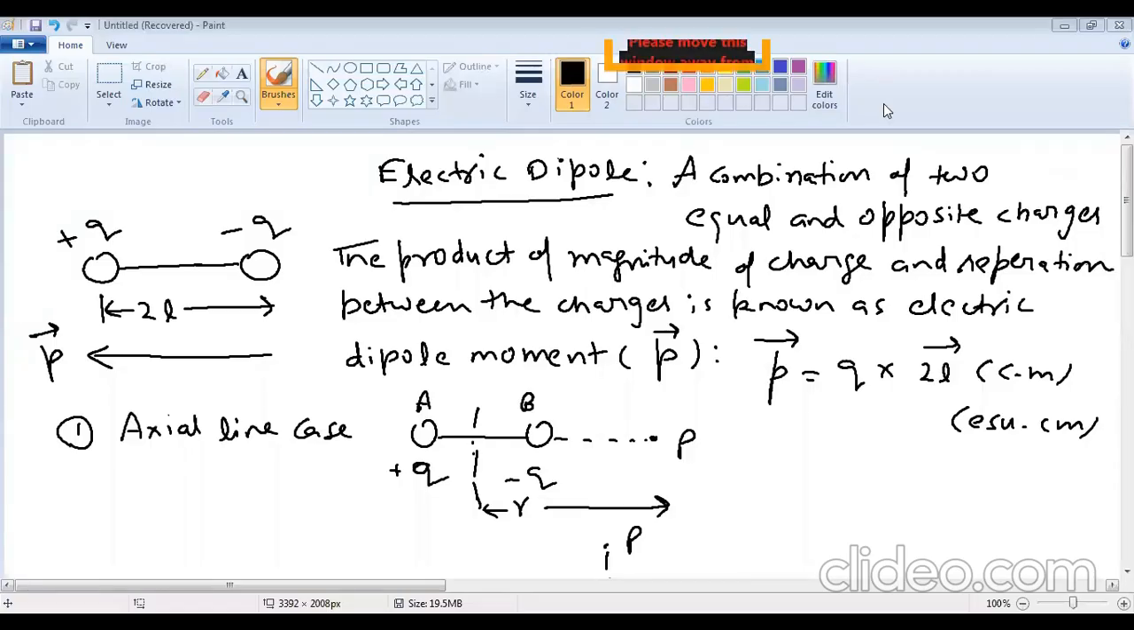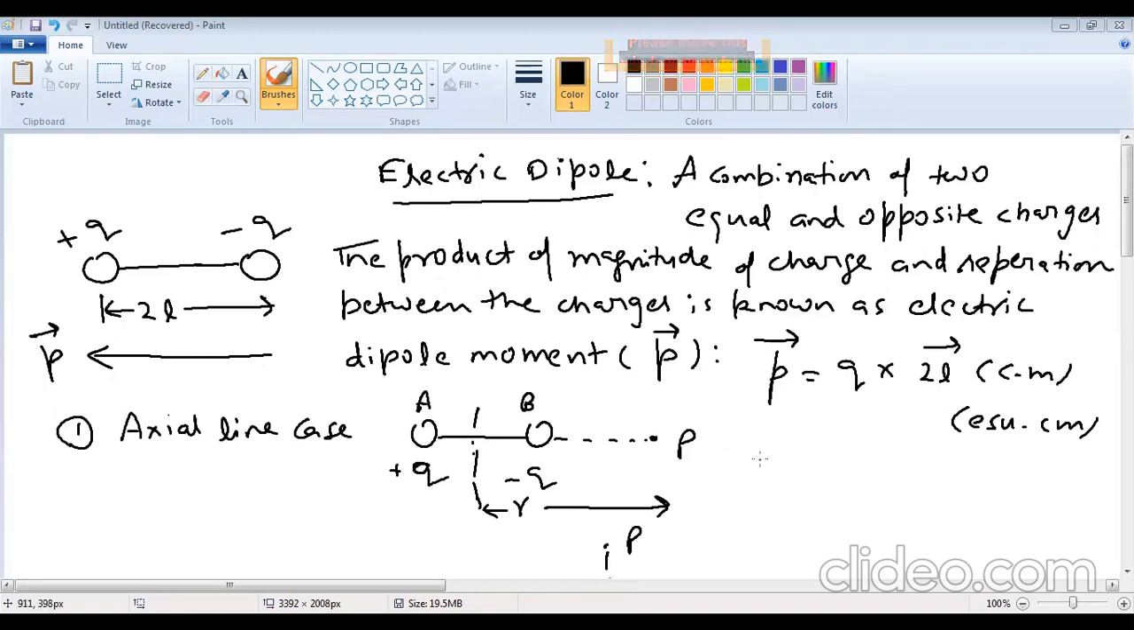Let us now study the electric dipole, that is a combination of two equal and opposite charges separated by some distance. This distance we show here as 2L, and the positive charge and negative charge each have magnitude Q. Such a combination has a tendency to align itself whenever you have some external field.